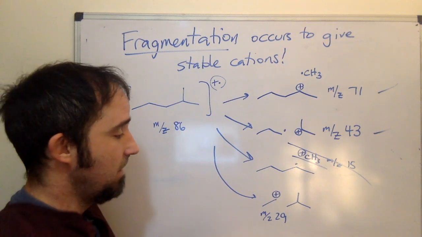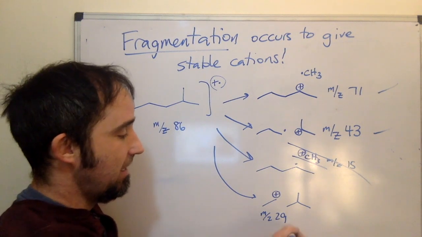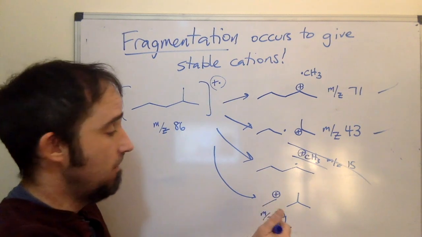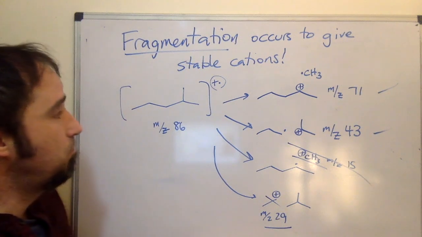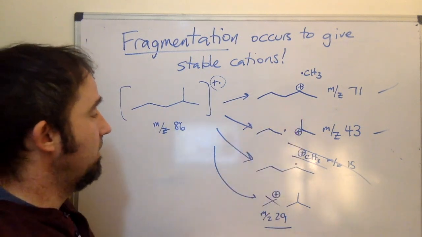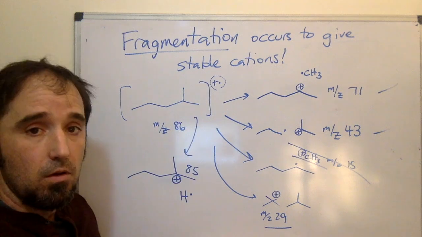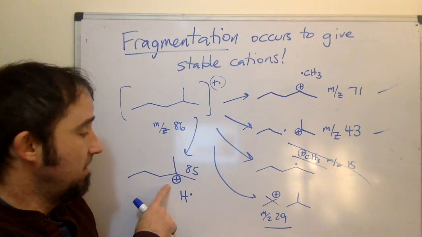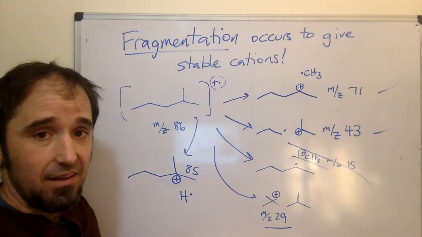In the same way, it's probably not that likely that we're going to get a peak at 29 either, because this is a primary cation. So here I would expect my bigger peaks to be there and there, or I might even see loss of a hydrogen atom to give me this tert-butyl cation at 85.